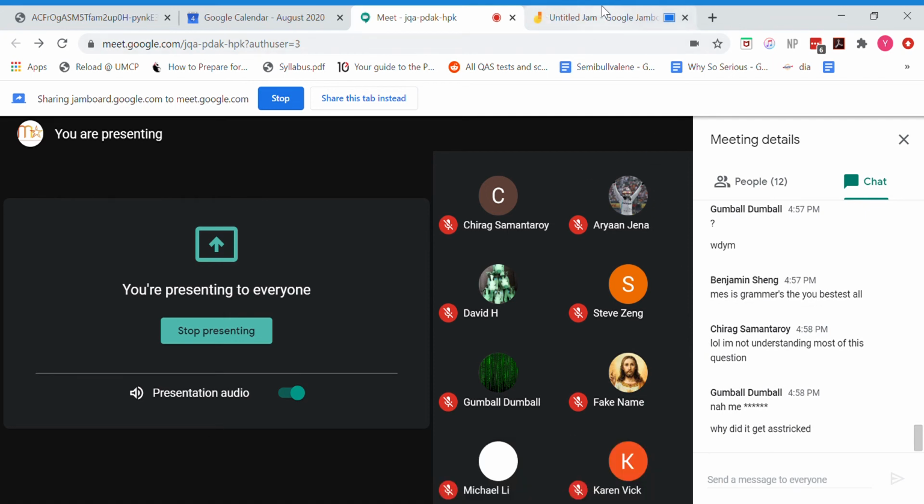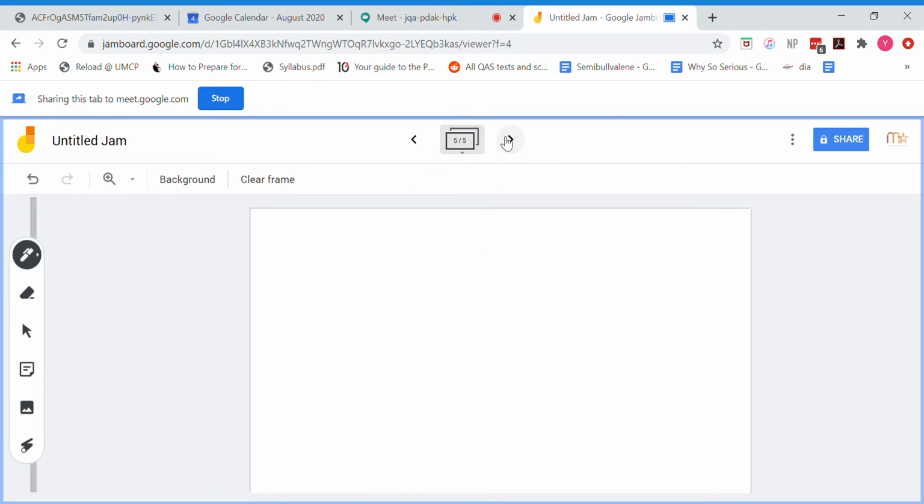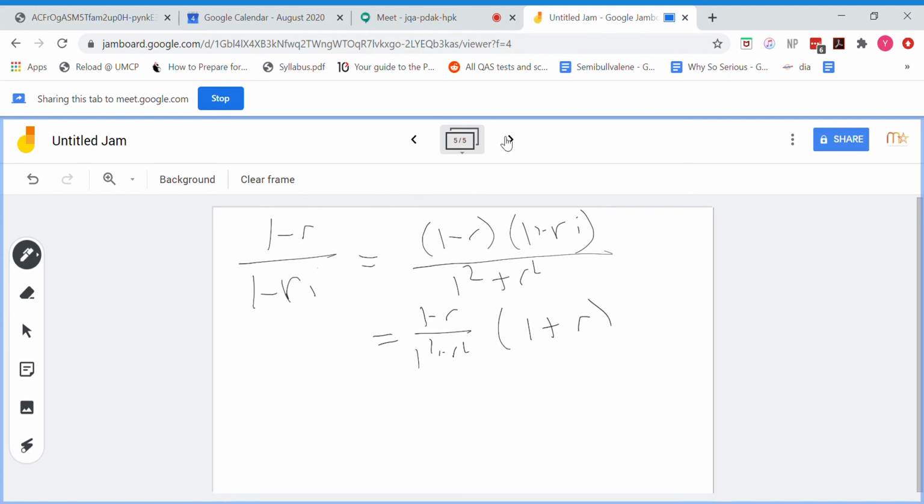Now let's compute that in terms of i. So 1 minus R over 1 minus R times i. If we rationalize, or remove the complex number from the denominator, this equals (1 minus R) times (1 plus Ri) over (1 squared plus R squared). And so this equals (1 minus R) over (1 squared plus R squared) times the complex number 1 plus Ri.